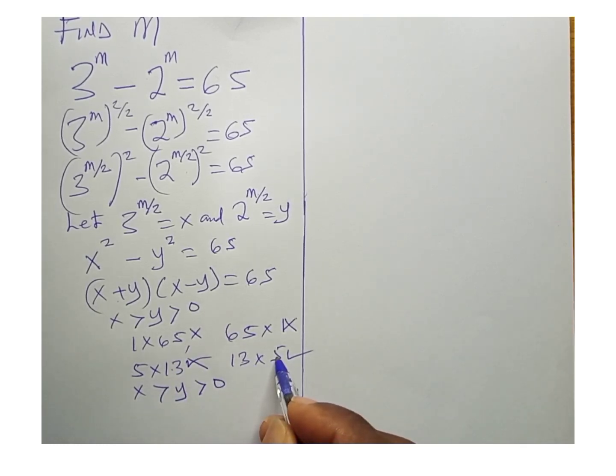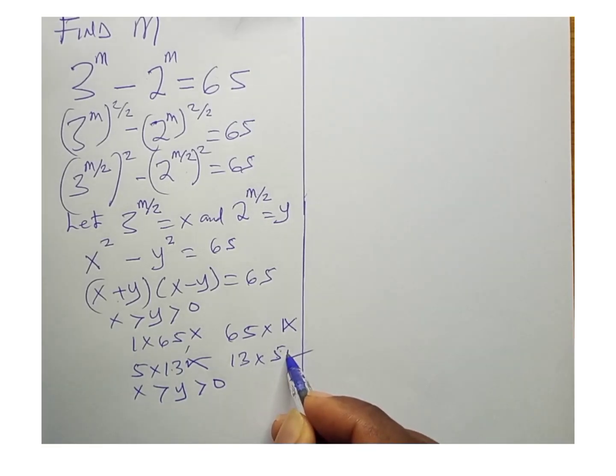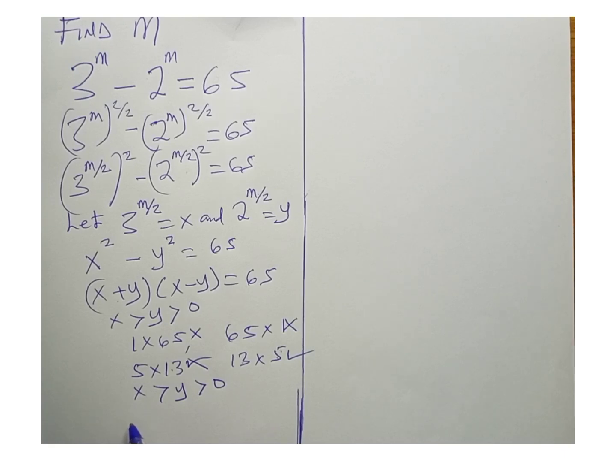But 13 is greater than 5. So we are going to choose this. If we choose this, it therefore means that our x plus y will be equal to 13, and our x minus y will be equal to 5.